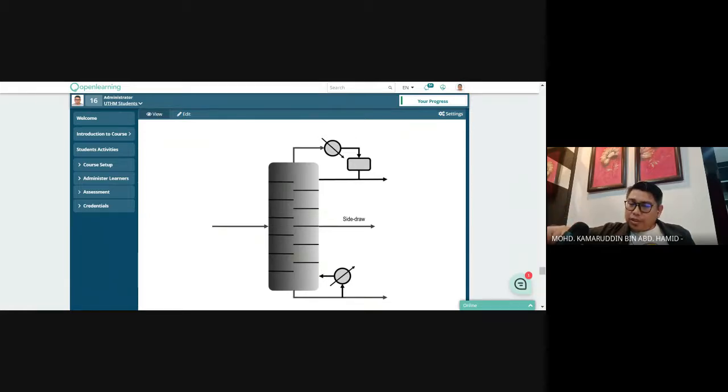Okay. That is after nafta split, nafta draw. Lepas tu baru ada diesel punya side draw. Lepas tu dia ada gas oil draw. So terpulang berapa banyak. Okay.